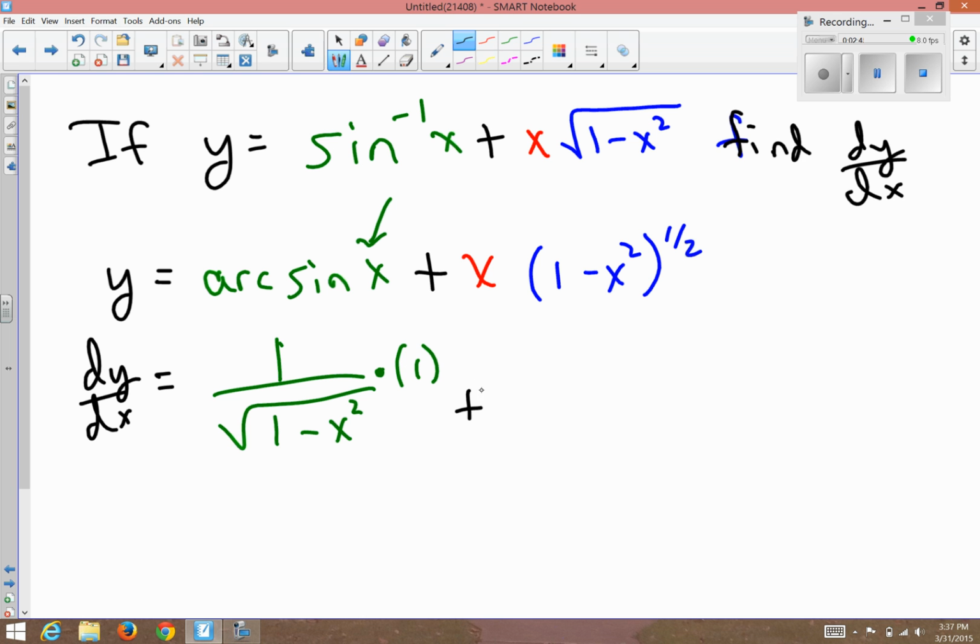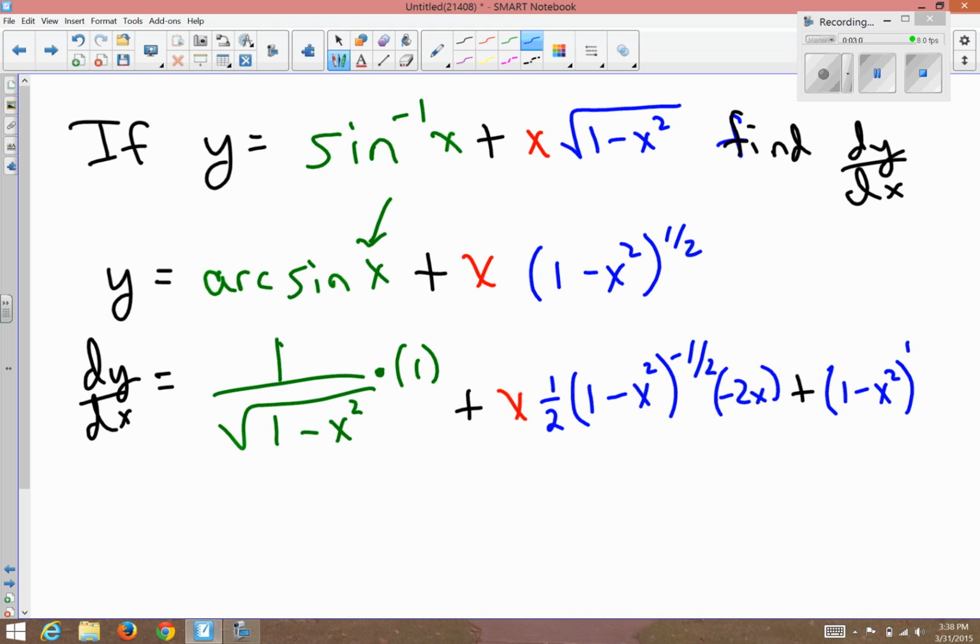After the plus sign is a product. The derivative of a product is the first times the derivative of the second plus the second times the derivative of the first. So this red and blue is a product. This is the first. The derivative of the second is all of this.